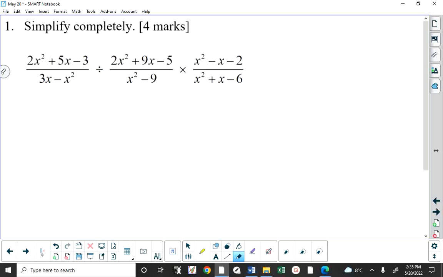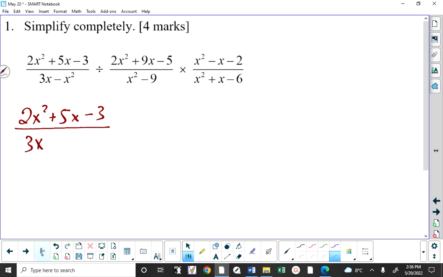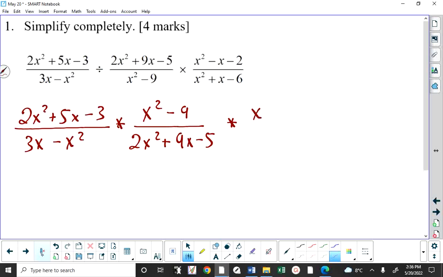What we're going to do is rewrite this to begin with. We're not going to worry about factoring just yet. We're going to rewrite this, but instead of dividing by that second rational expression, we're going to multiply by the reciprocal. And then we're multiplying by the third rational expression, so I'm just going to rewrite that. Just take a second to double check to make sure that I've written everything correctly.